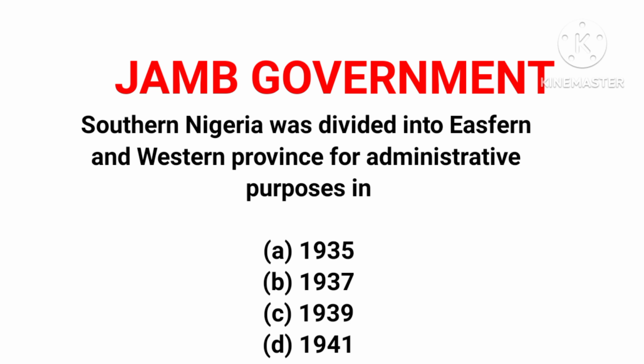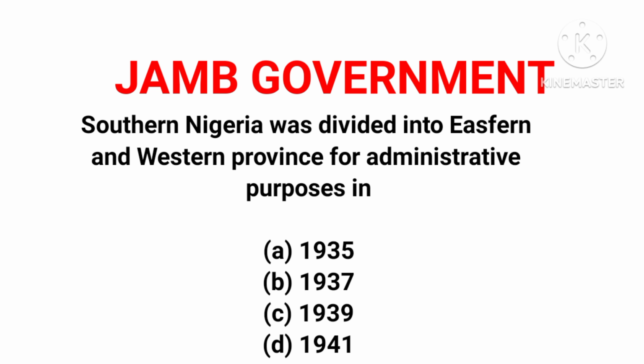In 1954, the eastern and western regions of the southern provinces were renamed Eastern, Northern, and Western regions as part of Nigeria's reconstruction into a federal state. So in 1954 was when Nigeria was actually divided into three regions: the Eastern, the Northern, and the Western regions. So it was in 1939 that the Southern Protectorate, that is the Southern provinces, was divided into two, the eastern and the western regions.